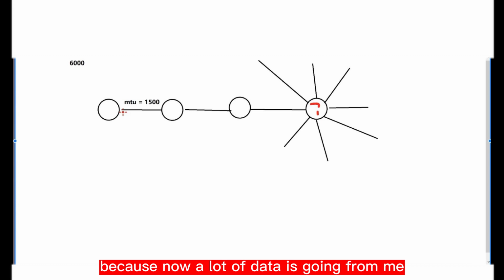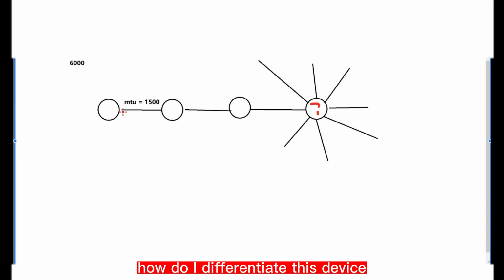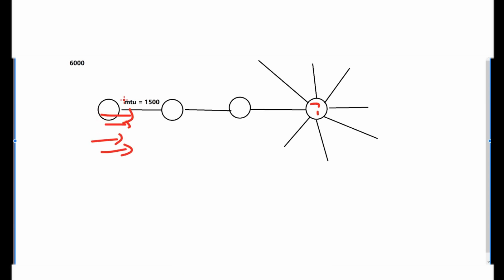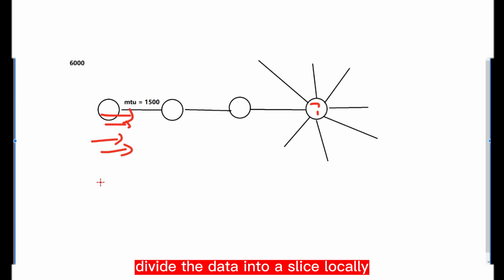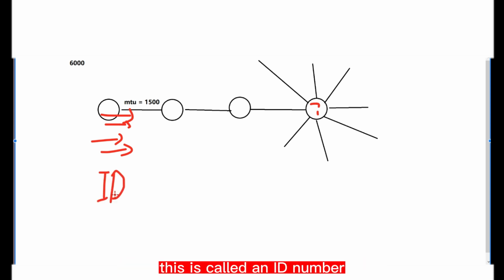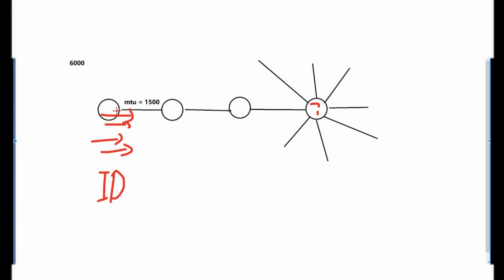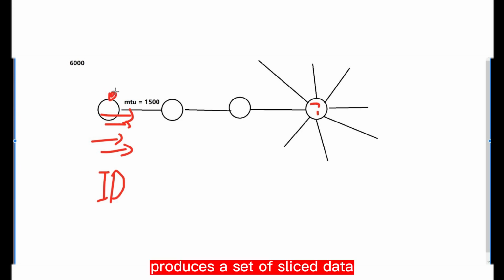Because now a lot of data is coming to me, how do I differentiate this device? The 4 pieces of data you sent need an identification. You have to identify that the data you are sending now is a group. So before sending, divide the data into fragments locally, and add the same ID to them after fragmenting. This is called an ID number, equivalent to adding an identity. Let's say for these 4 pieces I add an ID number of 100, representing that this is a set of fragmented data produced by my device.